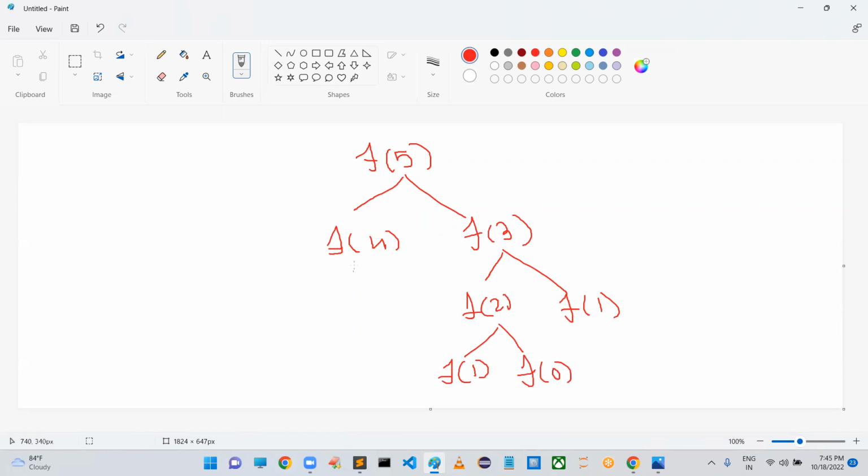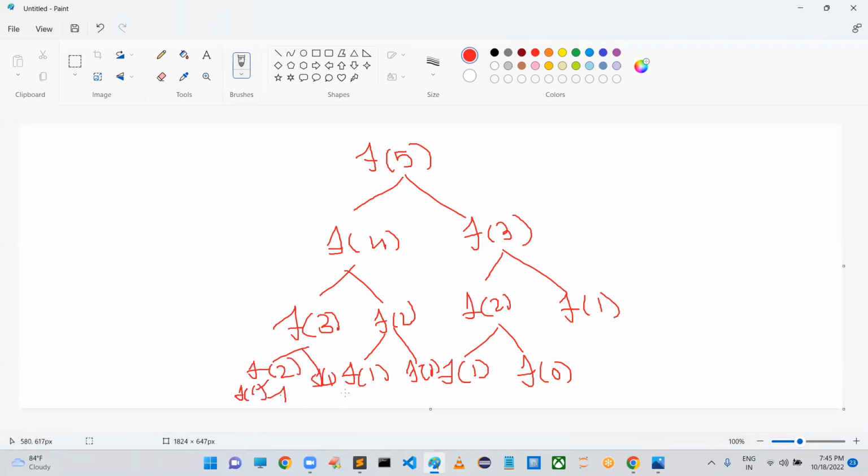Here also we will get f of 3 and f of 2. For f of 2, again you will get f of 1 and f of 0. For this f of 3, again you are going to get f of 2, so f of 1. For this f of 2, again f of 1, f of 0. For this f of 1, again f of 0. Sir, have you observed how many times we calculated f of 1? 1, 2, 3, 4, 5. Five times.